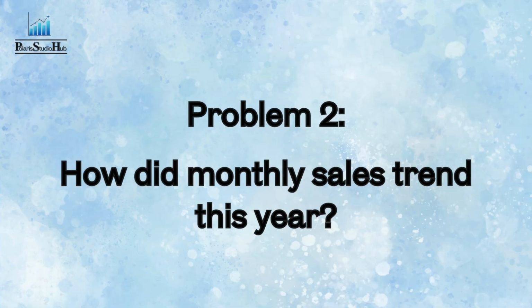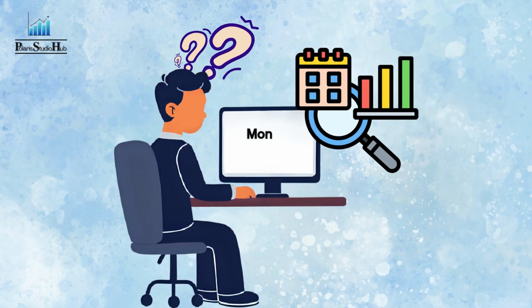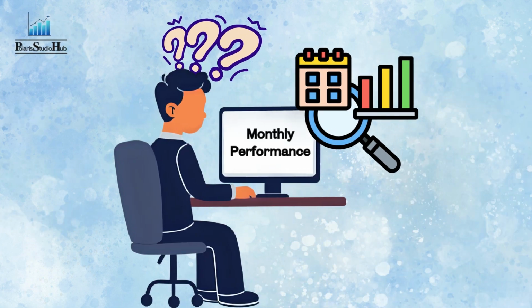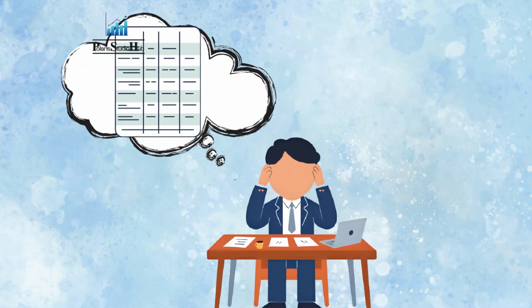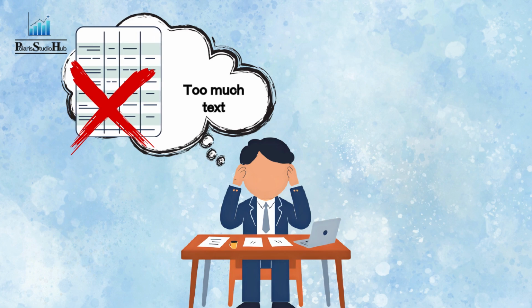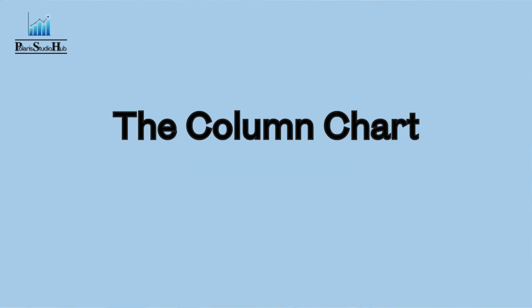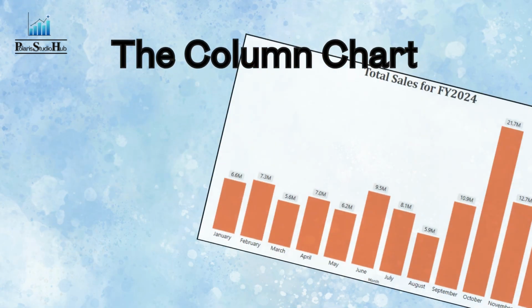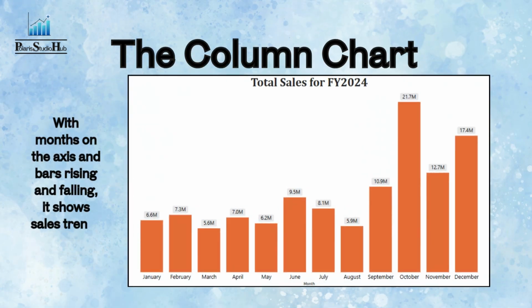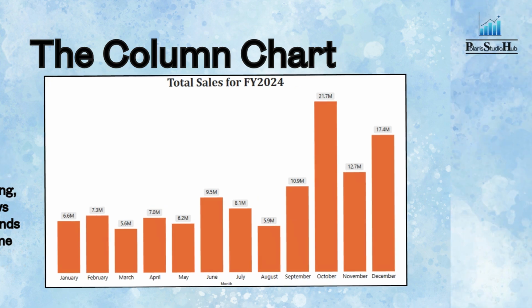Problem 2. How did monthly sales trend this year? Next, David wants to show monthly performance to spot trends and seasonal shifts. But tables? Too much text. Pie charts? No timeline. So, the column chart shines here. With months on the axis and bars rising and falling, it shows sales trends over time, at a glance.